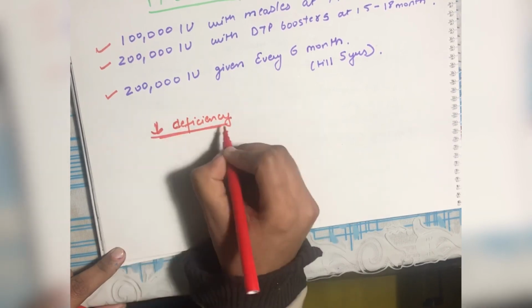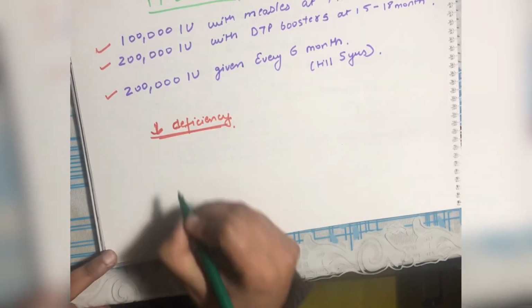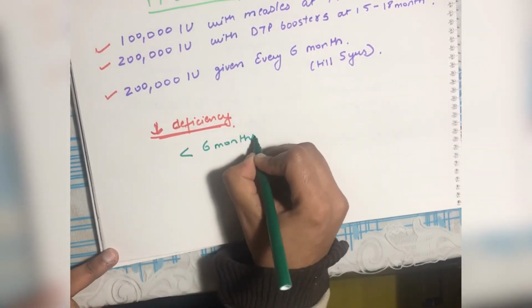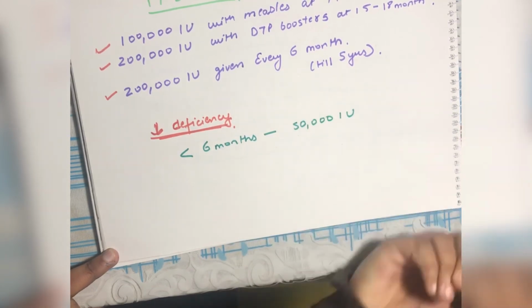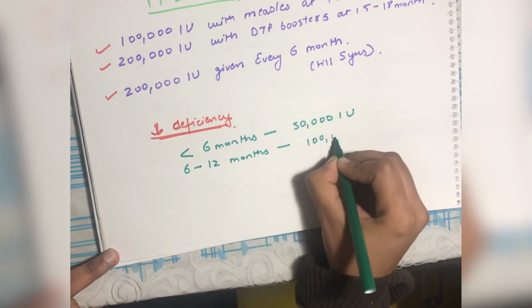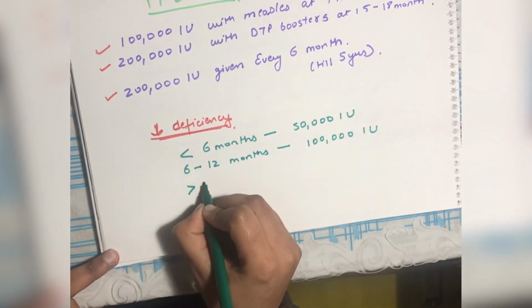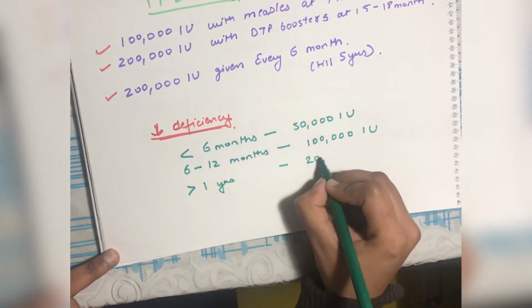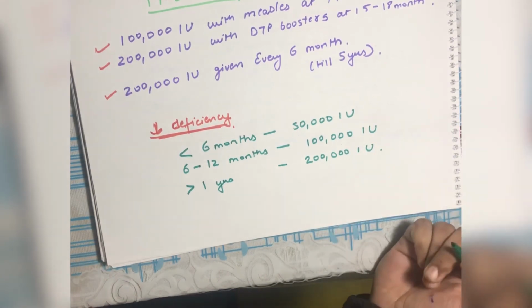So if there is a deficiency, how to treat? Guys, deficiency of vitamin A is mostly seen in the pediatrics department. So if the age is less than 6 months, 50,000 international units; 6 to 12 months, 1 lakh; and if more than 1 year, 2 lakh international unit is required.